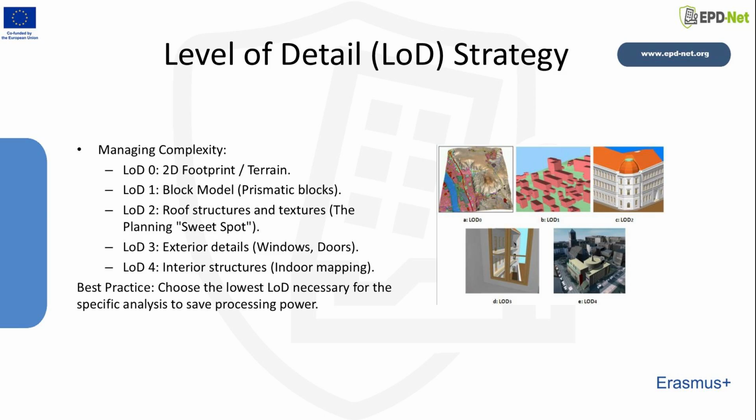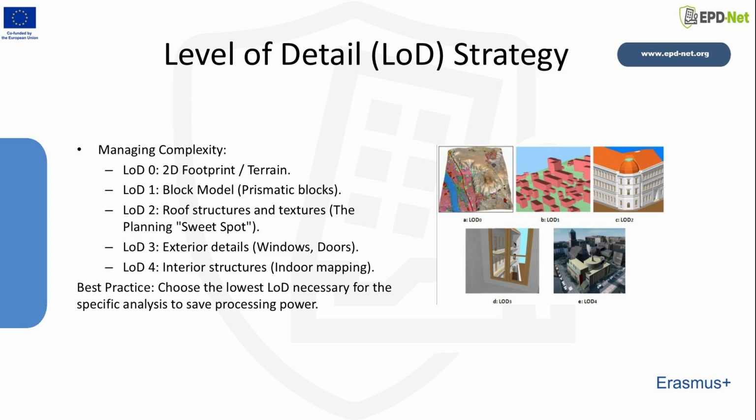Another critical decision in setting up a digital twin is managing the level of detail, or LOD. We classify models from LOD 0, which is just a 2D footprint, up to LOD 4, which includes full interior details like furniture. A common mistake cities make is trying to model everything at LOD 4. This is incredibly expensive and creates files so heavy they crash computers.